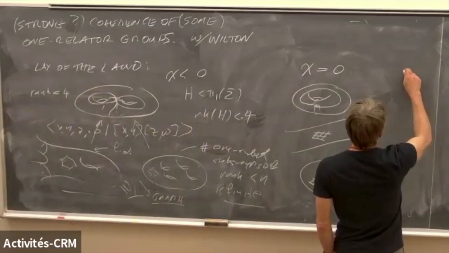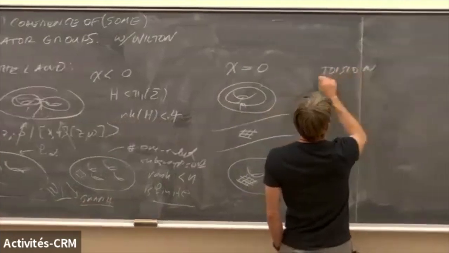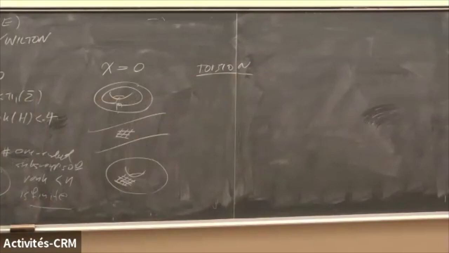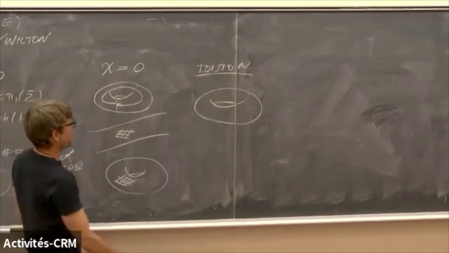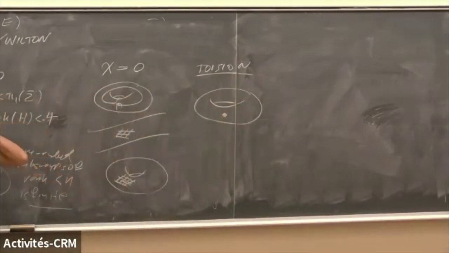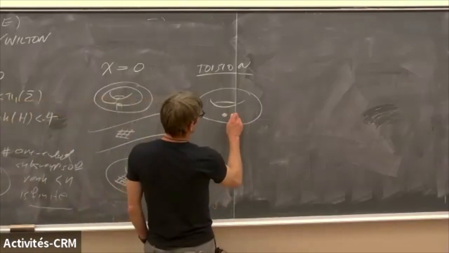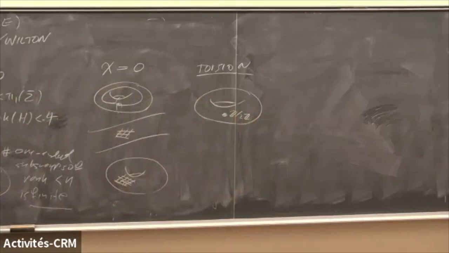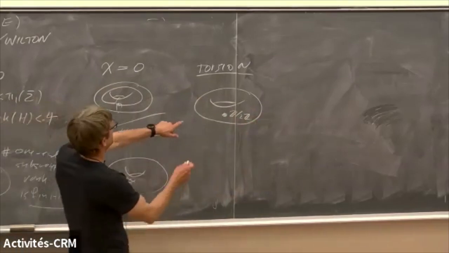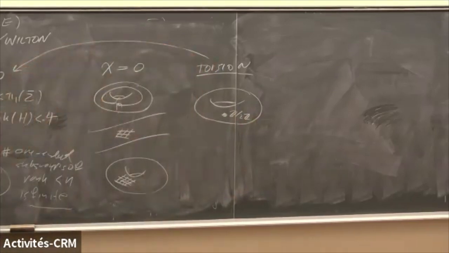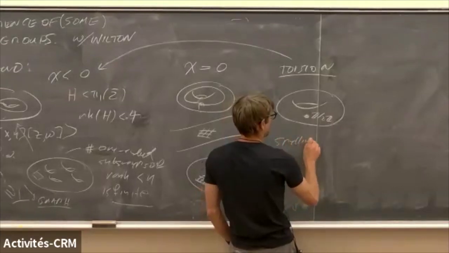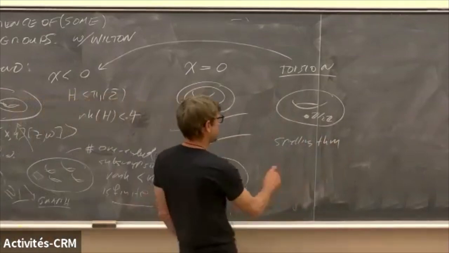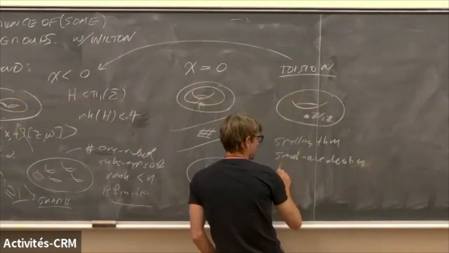And then the next type is the torsion case. So what do these look like? Here the cheapest example is, I'll draw it like this, a torus with one orbifold point that has a cyclic group of order two attached to it. These ones want to be over here, so they have some geometry. By the Newman spelling theorem, these are small cancellation, and in particular they're hyperbolic.